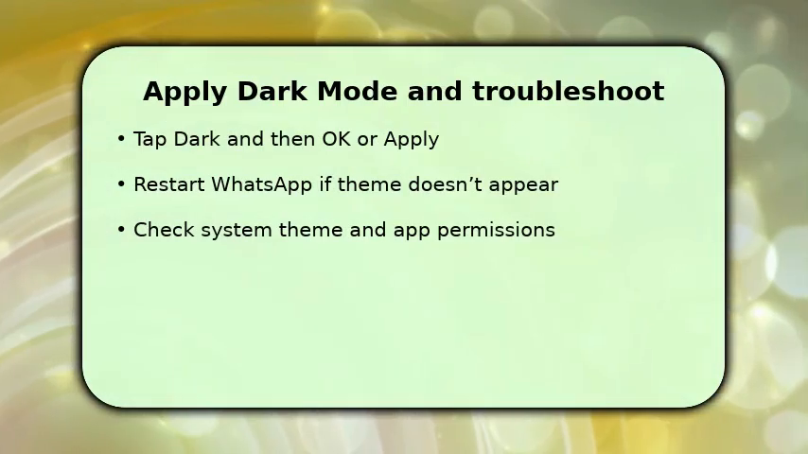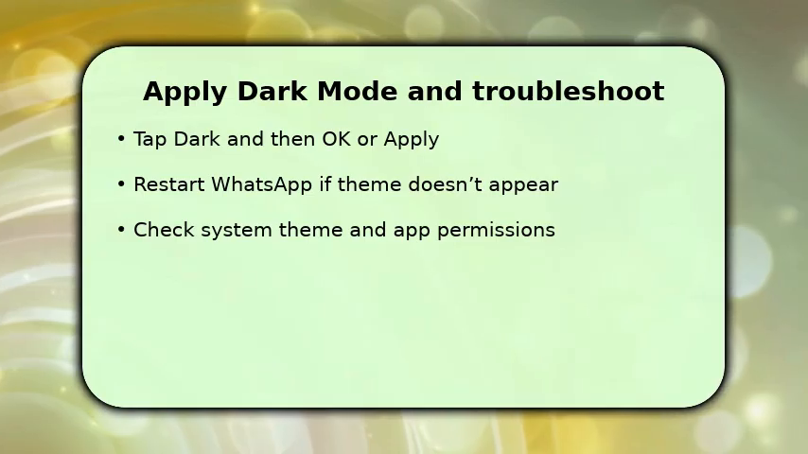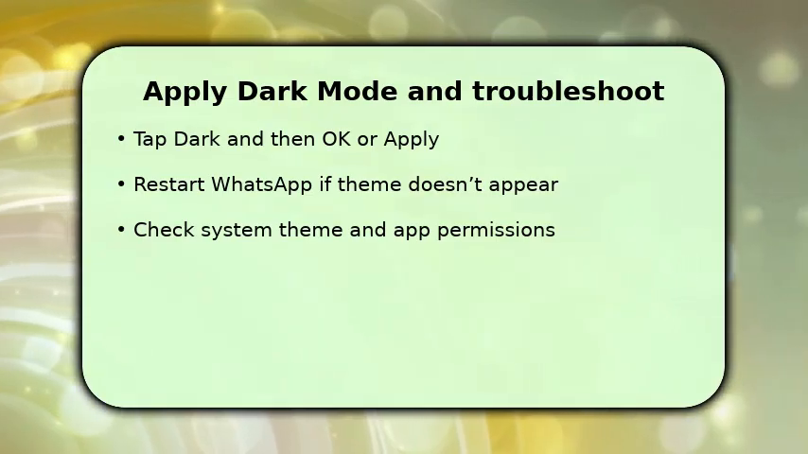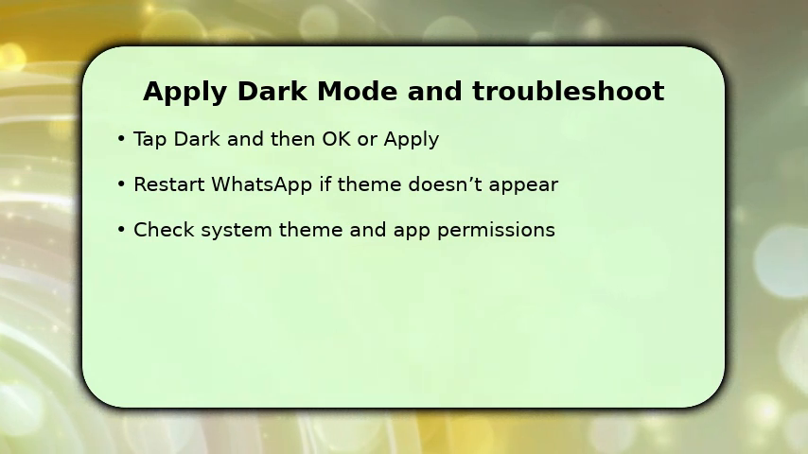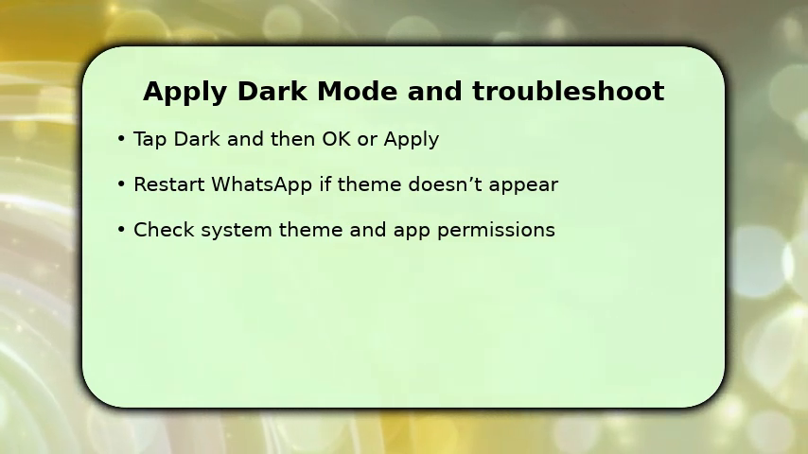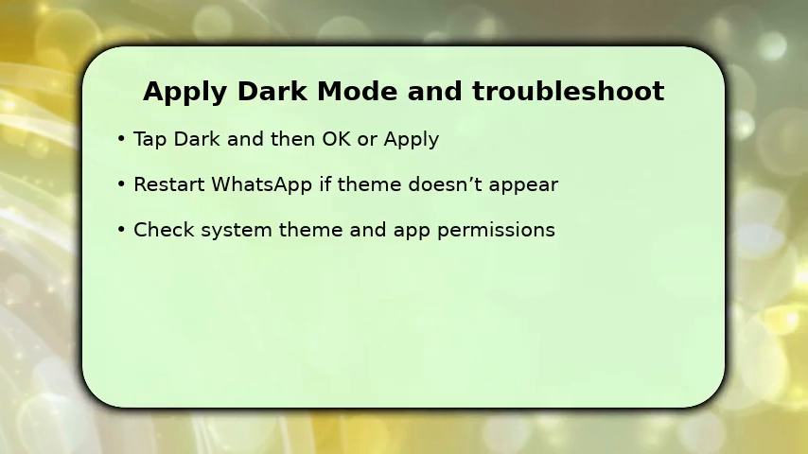Tap Dark and confirm the change. WhatsApp immediately switches to the dark palette. If the app doesn't update, close it fully and reopen, or reboot your phone to clear temporary glitches. Make sure your system theme isn't overriding app settings if you chose System Default. Go to Device Display Settings to verify.